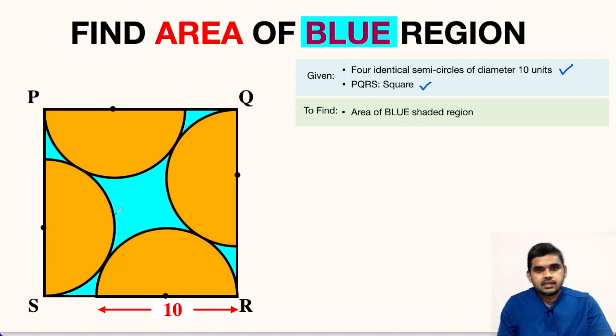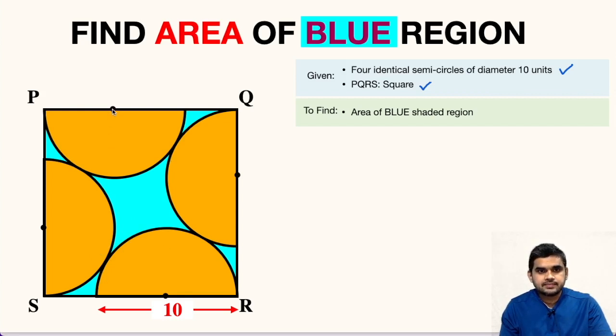For that, our approach will be to first find the area of this square and then subtract the areas of all the four semicircles. Now, in order to find the area of this square, we need to find the side length of the square, and for finding the area of a semicircle, the diameter is already known to us. So the only thing that we need to find is the side length of this square.